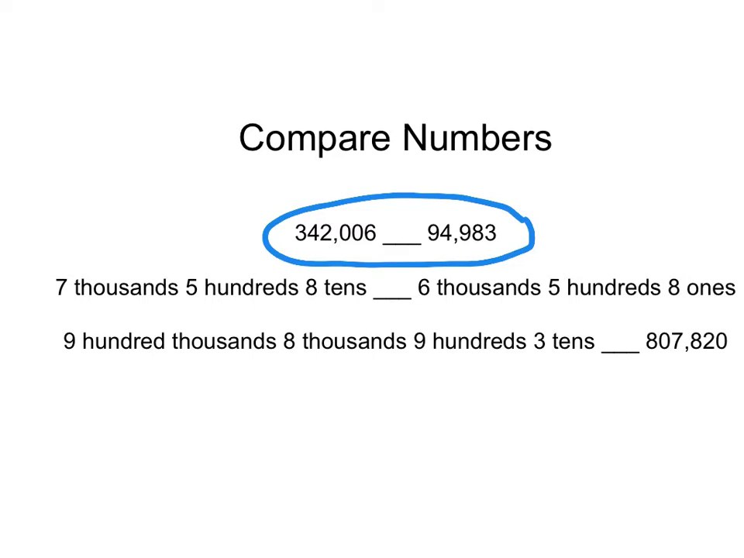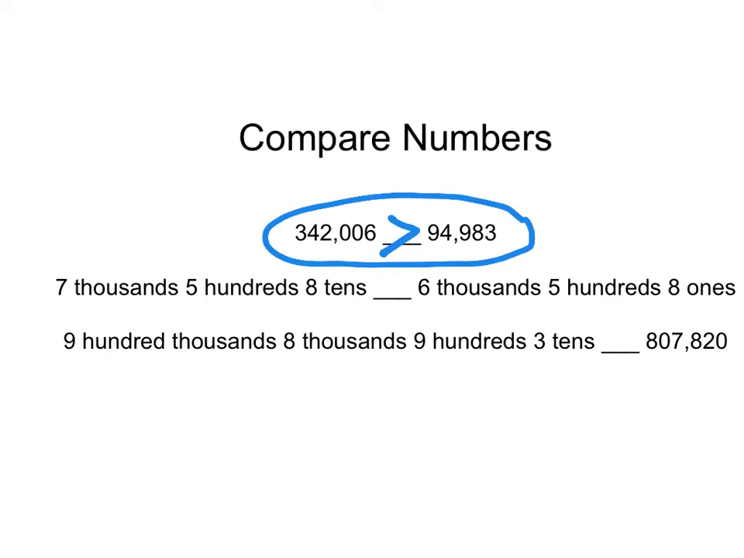As you look at that, you can see right away that we have something in the hundred thousands on the left-hand side, but nothing on the right side. So that tells us that 342,006 is, and you should have put larger than, 94,983.